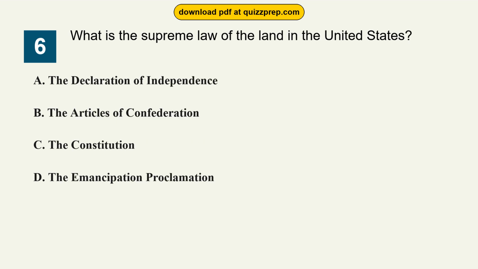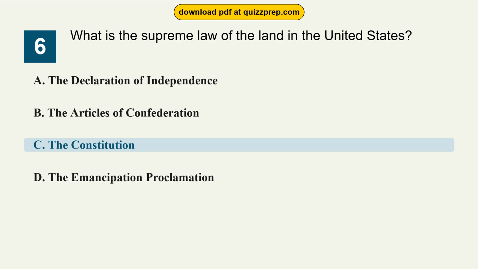Question 6. What is the supreme law of the land in the United States? Option A. The Declaration of Independence. Option B. The Articles of Confederation. Option C. The Constitution. Option D. The Emancipation Proclamation. The correct answer is option C.